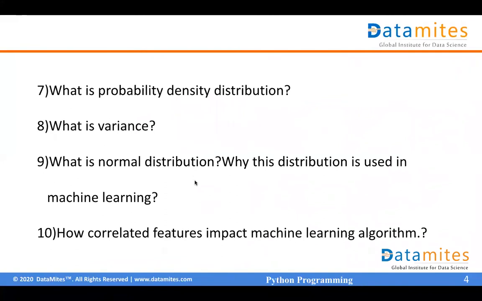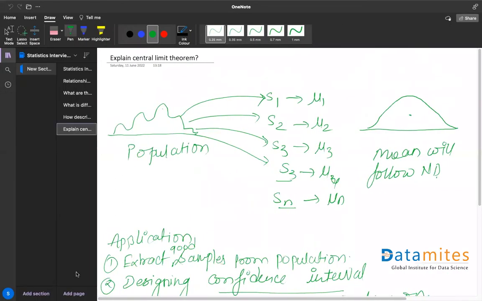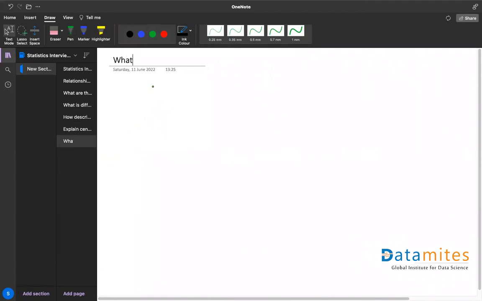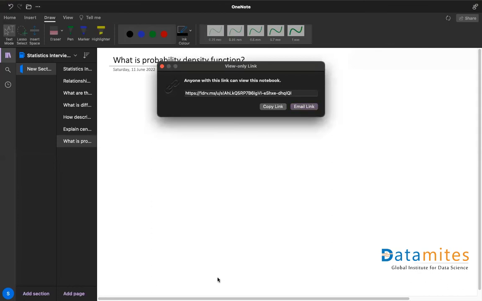Now the next question is, what is probability density distribution? Give it a try. Have you ever heard about this word? What is probability density function? Just give it a try. Please find the link for this answer notebook.